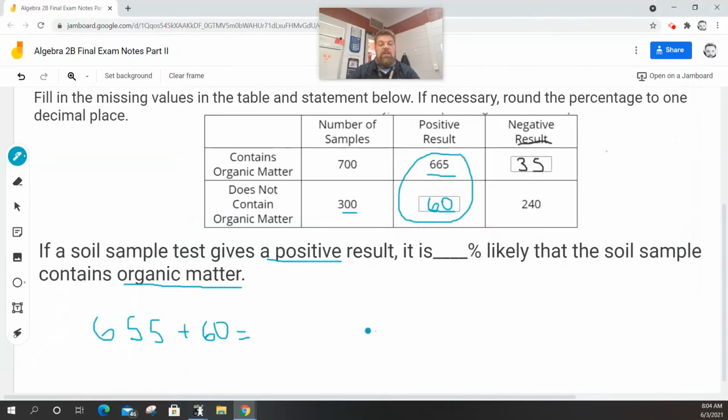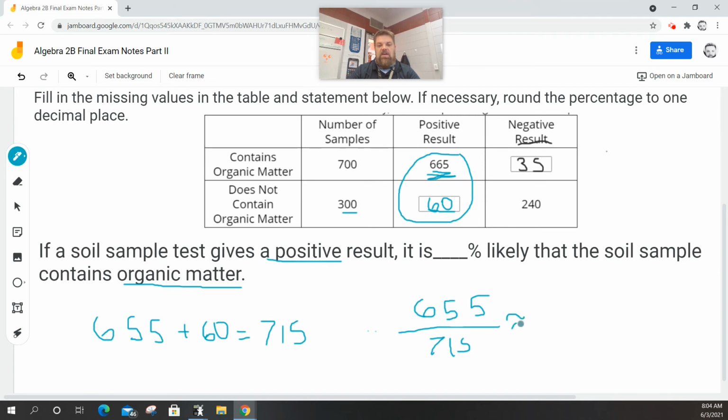that's 715. But now the question is, what percentage contains organic matter? Well, that would be this one. There's only 655. So you're going to take your 655. My tablet's not here today, so I'm just winging it. Over 715. That does not look like a 5 at all. We'll fix that.